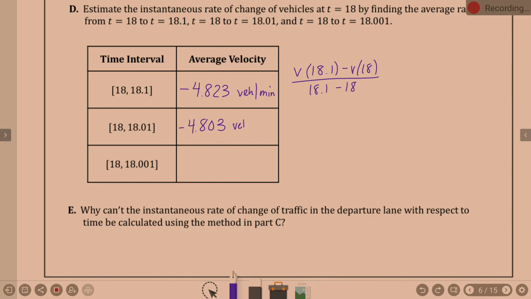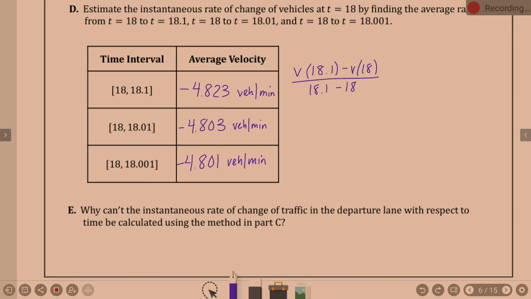vehicles per minute. Sorry, I'm trusting you guys can plug this into the calculator, right? We've done enough of this between yesterday and the homework, I'm guessing. So, and the third one? -4.801. Are we converging on an answer here? Yeah, that definitely looks like it's converging. So the instantaneous rate of change, or the IROC, at t equals 18 is about -4.801, or -4.8 vehicles per minute. What's it doing though?